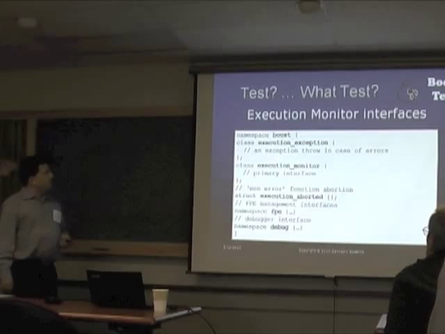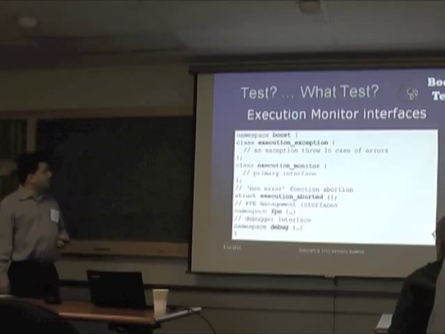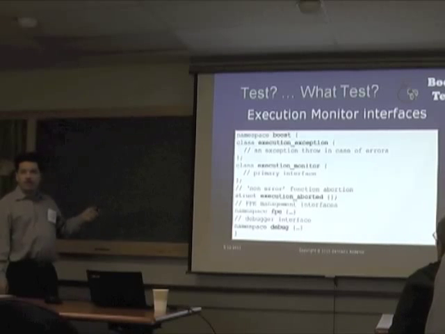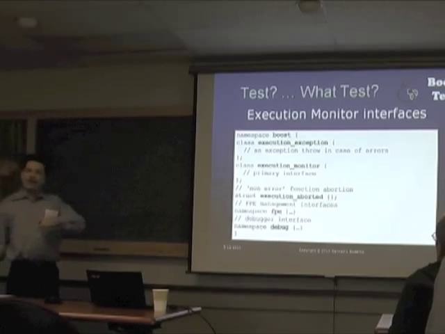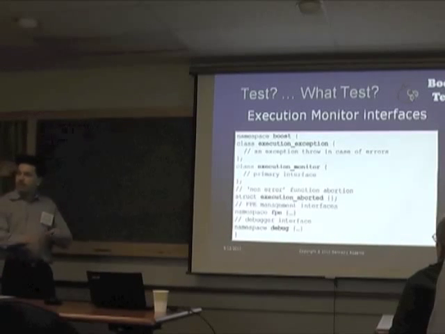So the interface consists of several components. The execution exception, which is an error you're getting, an actual error occurred. The user monitor itself. And a couple additional interfaces. One is execution aborted. This is when you want to gracefully abort execution without generating any errors. As far as abort, I know what I'm doing essentially.